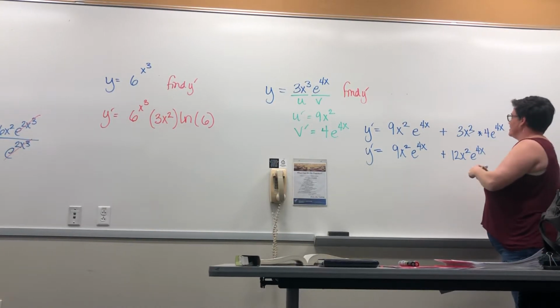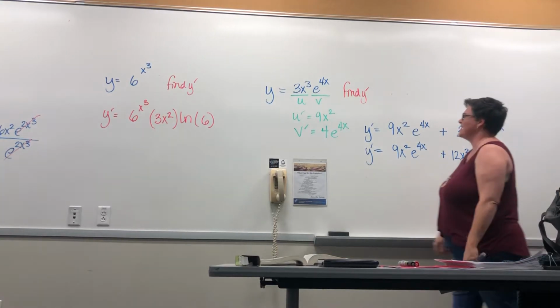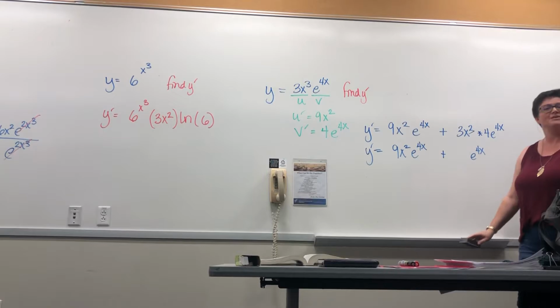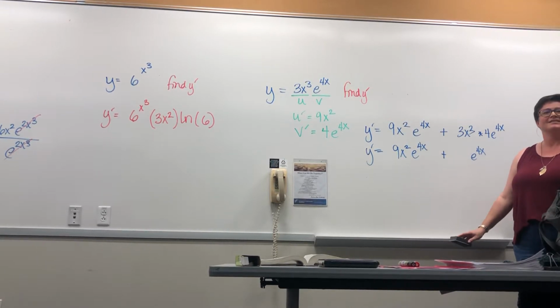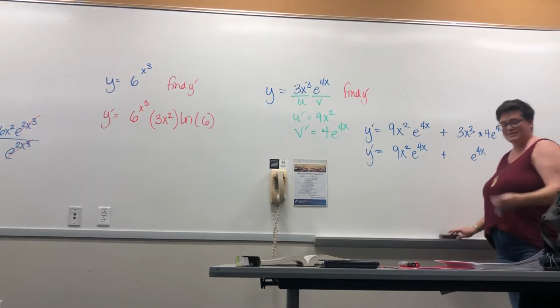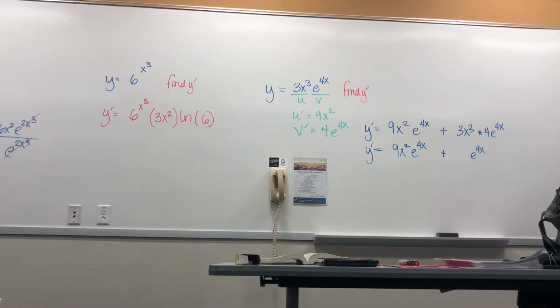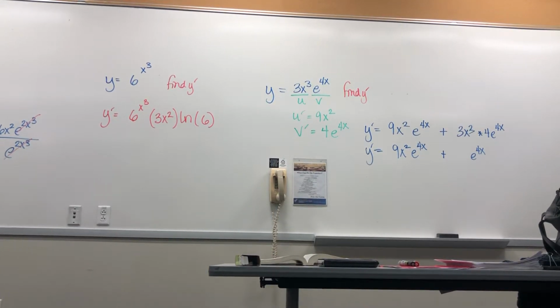12x cubed, and when you take the derivative of u, the derivative of v. v is just labeling which one is u and which one is v. Why does 4x stay like that? Because v is the original function, and then v prime is the derivative of that.